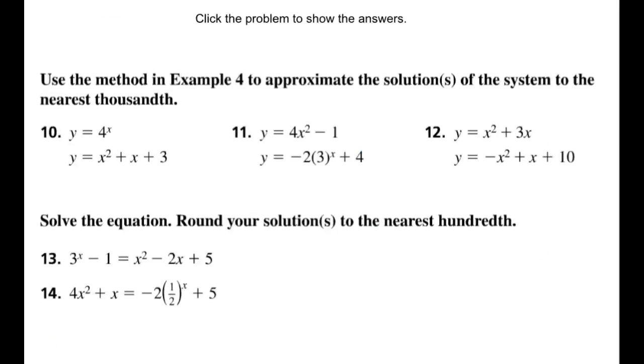So now here's the last couple of problems I want you to try. You're always given in your equation how you are supposed to round your solution, right? So here when we're approximating, we're going to round to the nearest thousandth. So I know I need to go to 3 decimal places. Here I'm rounding to the hundredth, so 2 decimal places. So keep this in mind when you're solving these and approximating, that you're rounding to the correct value.